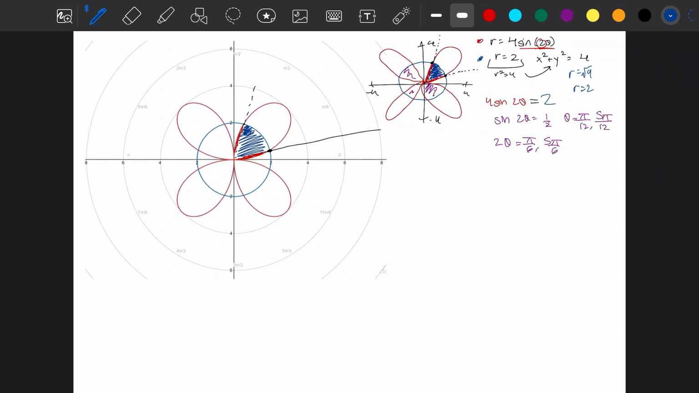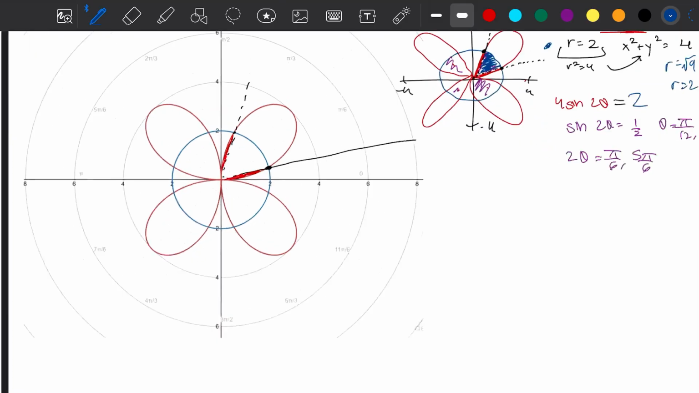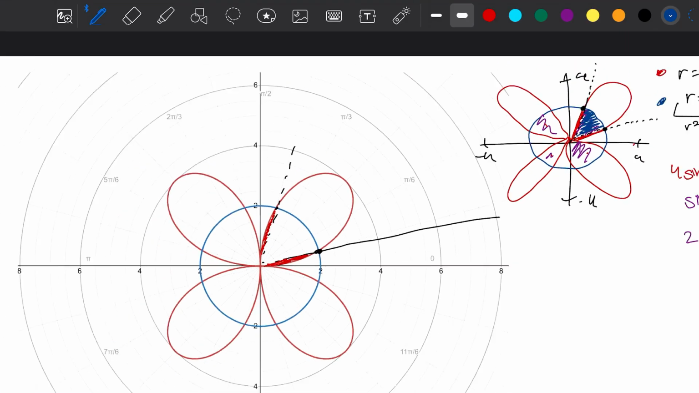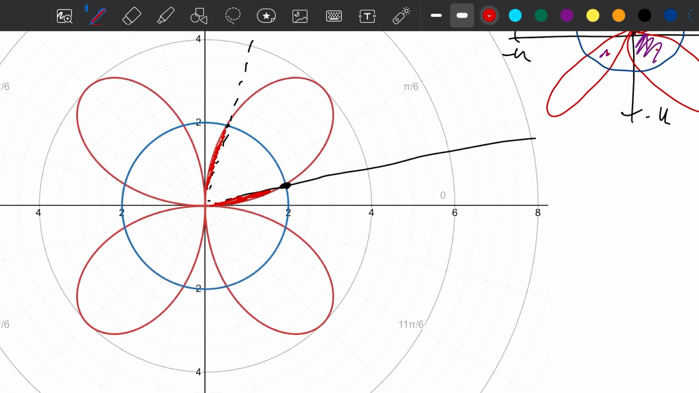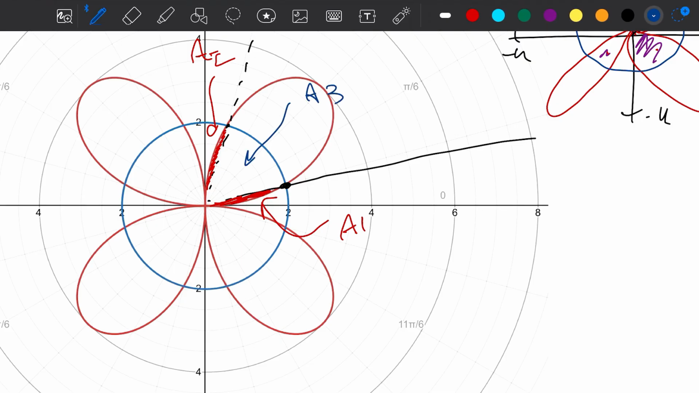Okay, so what we're going to need to find is where the area is actually going to be 3 separate integrals. And I know that sounds kind of overwhelming, but we'll split it up. So this is area 1, this is area 2, and we're going to make this area 3.